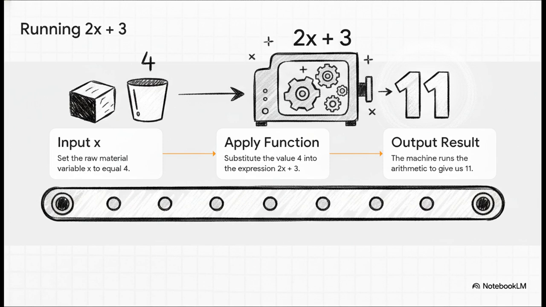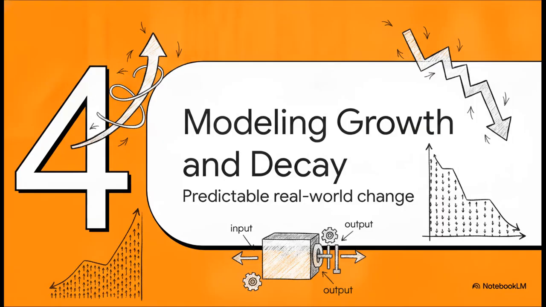So we substitute 4 into the expression, giving us 2 times 4 plus 3. Step 3. The machine runs, does the arithmetic. 2 times 4 is 8, plus 3 gives us our finished product, an output of 11. Every single time you change the raw material, the input x, the machine gives you a corresponding finished product, the output y.